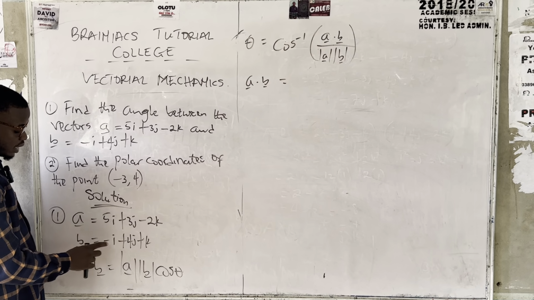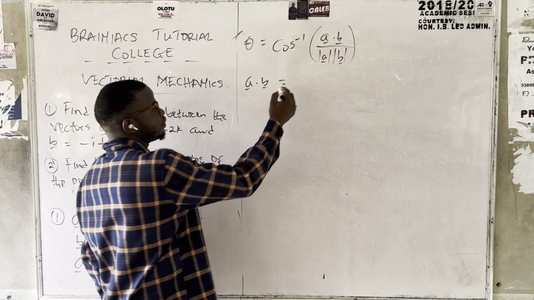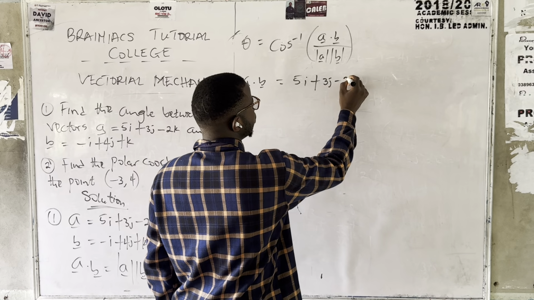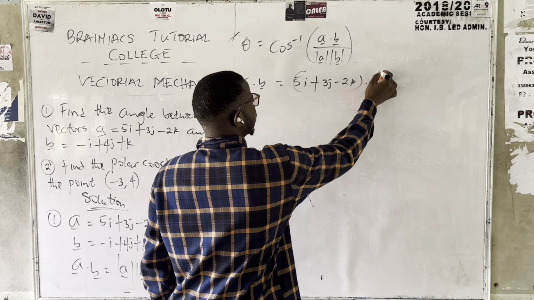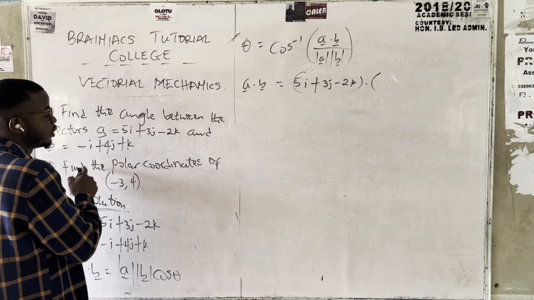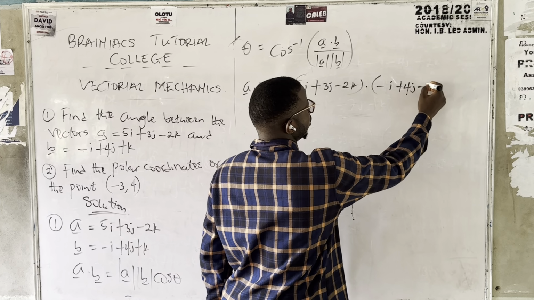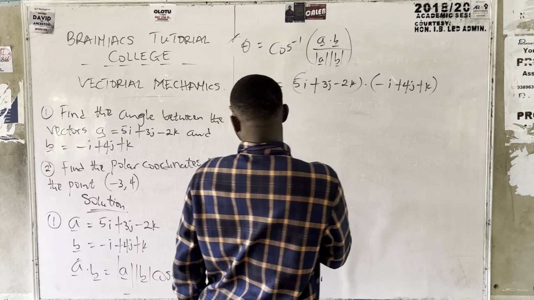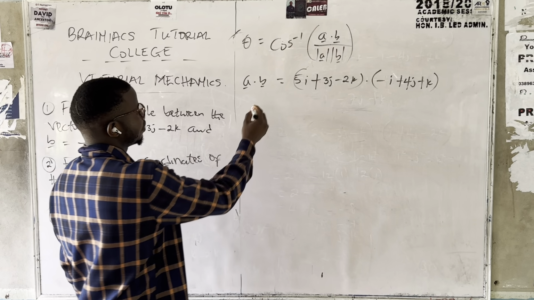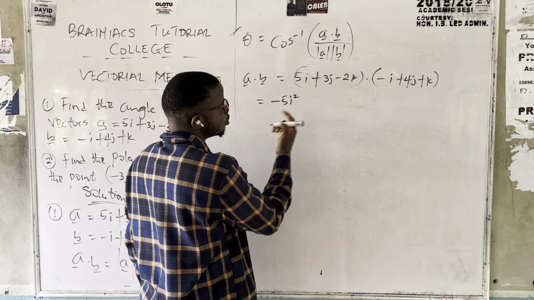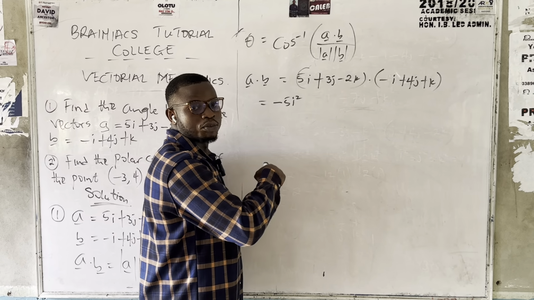We'll multiply this and this together with two vectors. So I need to have 5i plus 3j, then we have minus 2k, then dot, the other one is minus i plus 4j plus k. So now the next one will be 5i times minus i. That will give us minus 5i squared. So i will multiply i, j will multiply j, then k will multiply k.